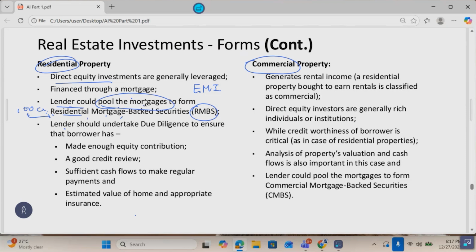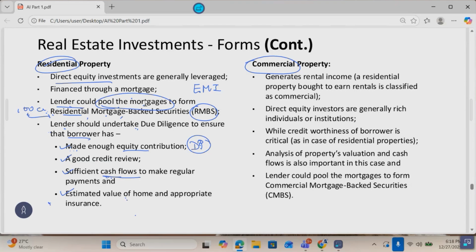Okay. The lender should undertake checks. When a lender gives a loan, he should make sure that the borrower has made enough equity contribution. He should have made a down payment. That is very important, a down payment. Because a down payment is a good amount, it means that if the property market falls, the value will still be above his borrowing, right? He should have a good credit rating. There should be sufficient cash flows, because remember, these cash flows will be paid to the investors, and obviously the value of the home should be appropriate. There should also be proper insurance. This is what the residential property market would look like.